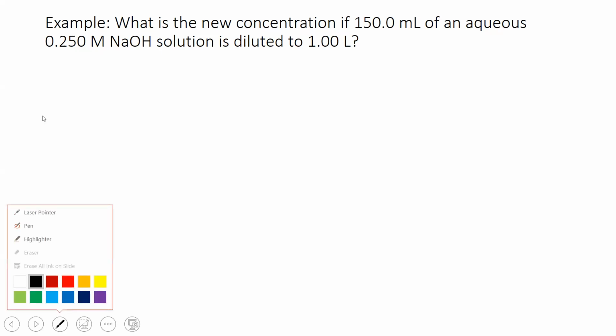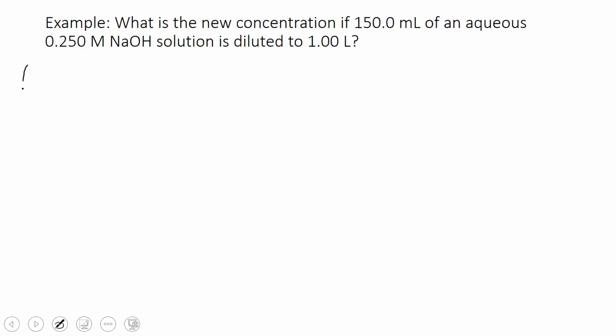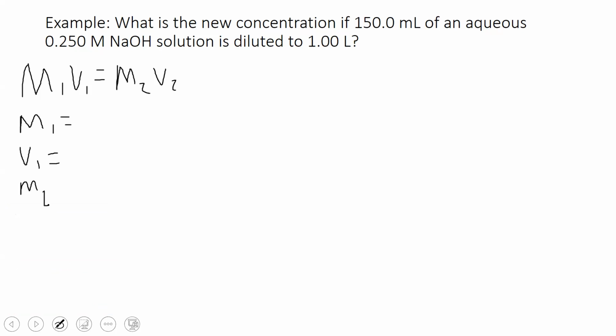The equation we're going to use is M1V1 equals M2V2. Just writing that down starts to get you organized to solve one of these. What I tend to do is then list M1 equals, V1 equals, M2 equals, and V2 equals. Then I go back up to my question and start to fill this stuff in.